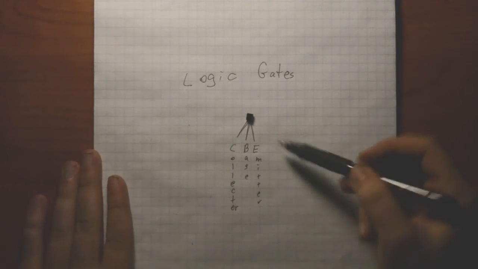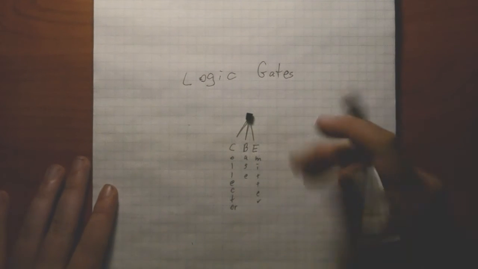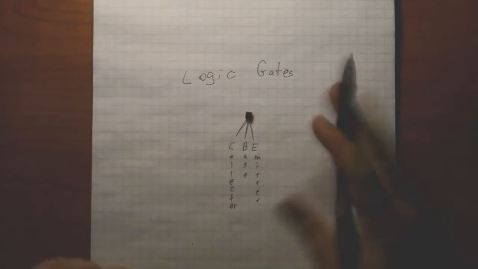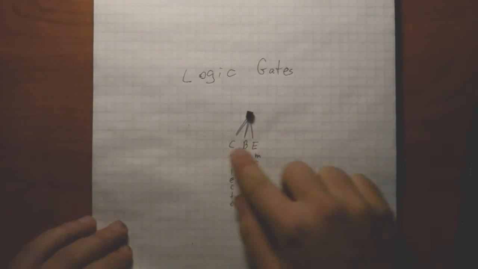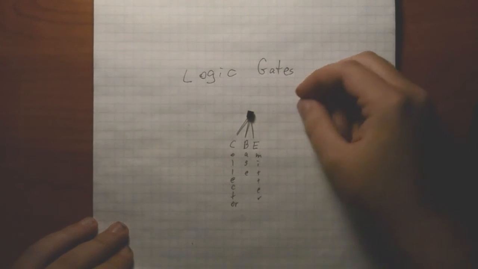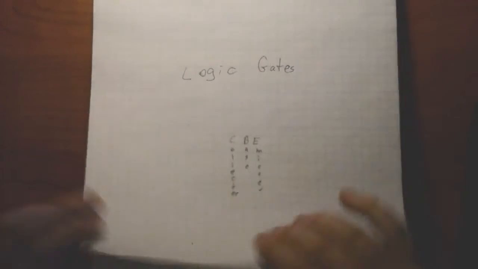So this can be used to make things like AND gates, NAND gates, OR gates, and then using what's called functional completeness, we can use those gates to build up other gates. So now before we get into using these components to make gates, I'm going to talk about functional completeness.